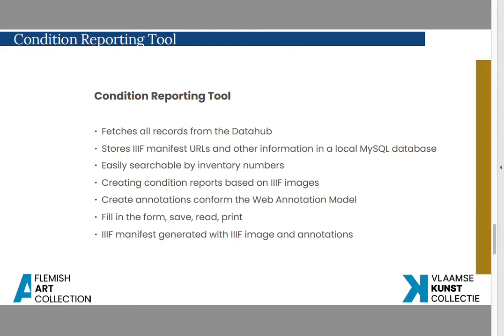We can also create annotations according to the web annotation model that are linked to these images to represent conditions and damage elements. You fill in a form, save it, and can view and print it together with the images and the annotations. These annotations are linked to the Getty AAT library and vocabulary in order to be able to provide them with a permanent identifier and then also automatically translate them into different languages. And with each report, also a IIIF manifest is generated.